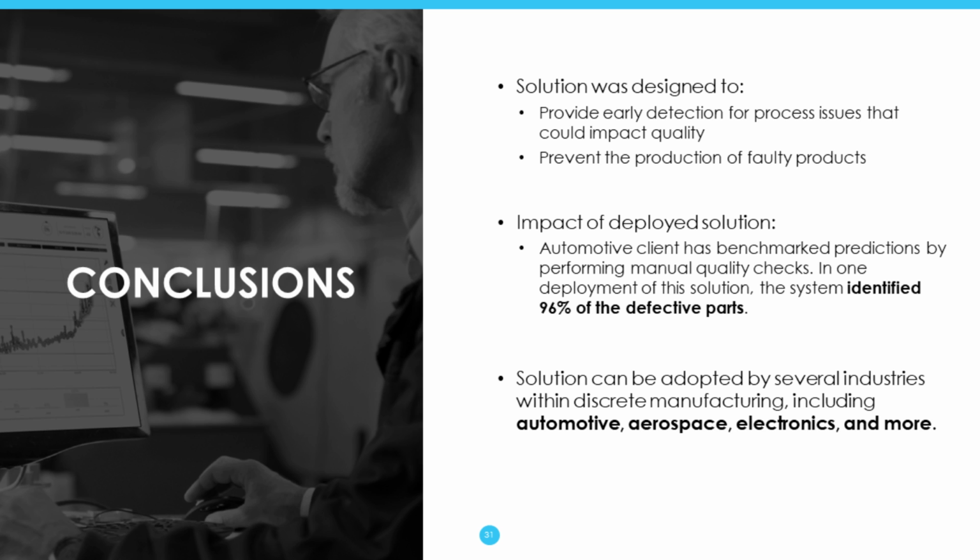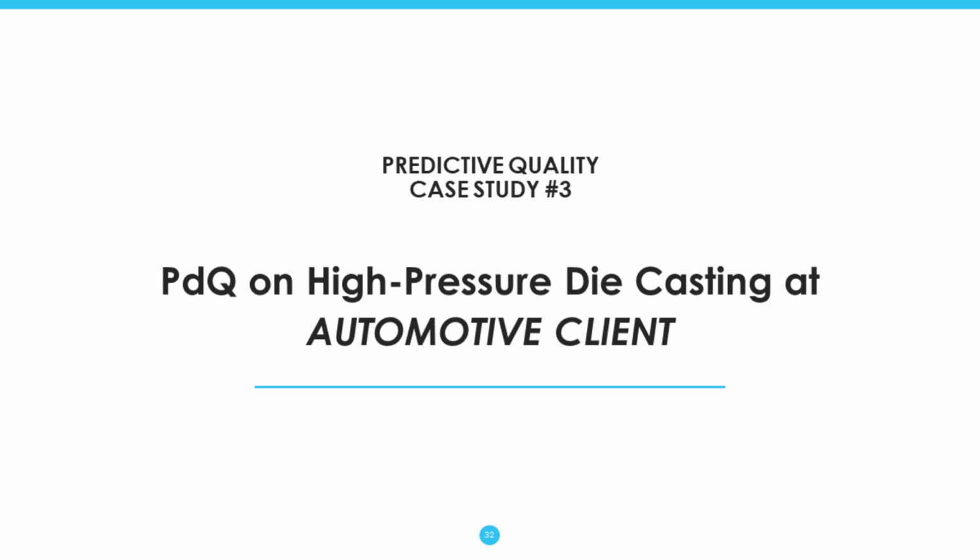So there are some conclusions. I think overall the solution was also very successful. For this automotive client, we benchmarked with their manual inspections, and overall the solution was more robust than the manual inspections that they had for this particular process. It actually identified 96% of the defective parts, so it had a very good, robust detection of these defects, and we feel that the solution could be applied not just to this automotive customer, but also many other customers in other industries, whether it be automotive manufacturing, electronics manufacturing, aerospace, process industry. There are a lot of other applications that this solution could be applied to.